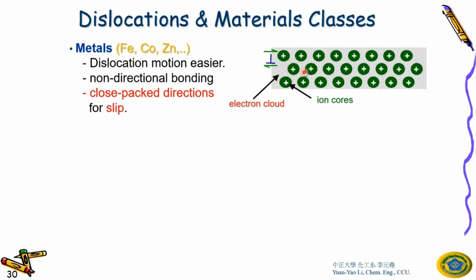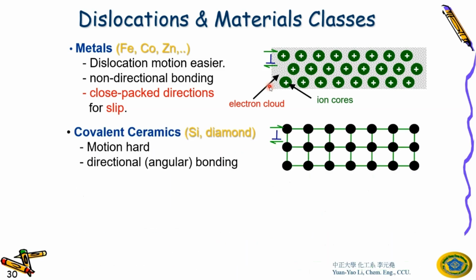Why? Because you have atoms, and you have electron clouds. So it's like a glue, right? So once you want to change the shape or make a deformation, and the bond is non-directional, once you use force, it's easy for you to change. Once you want to make this dislocation, it's easy.